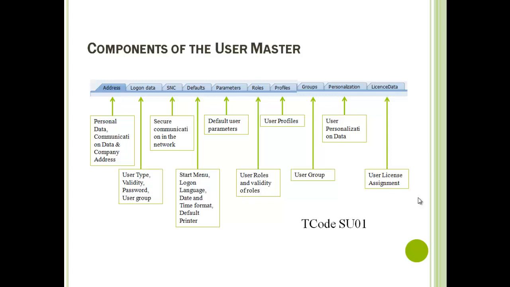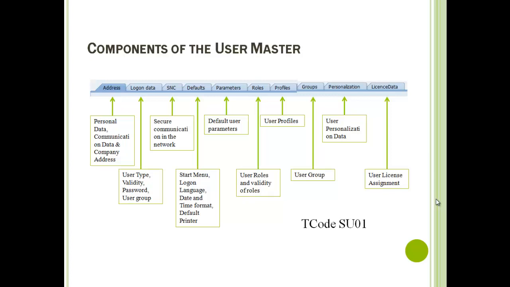To create an SAP user master, the transaction code is SU01. In order to execute this transaction code SU01, quite a number of authorization objects are required. So how do we know which authorization objects are required to run SU01? For that we have a transaction code called SU24. We will see in detail how SU24 works.